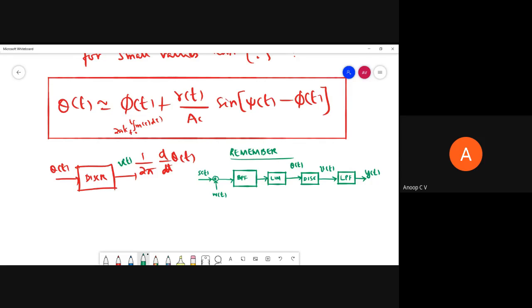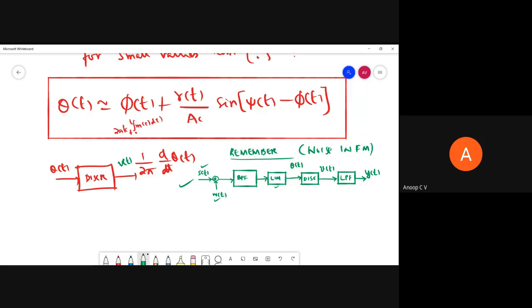So we were discussing noise in FM demodulation. If you remember, this was the noisy system model. We have considered s of t, our FM signal, and w of t is white Gaussian noise. It was passed through a band pass filter, and then we clipped off the amplitude fluctuations.